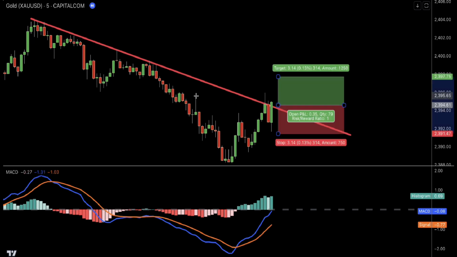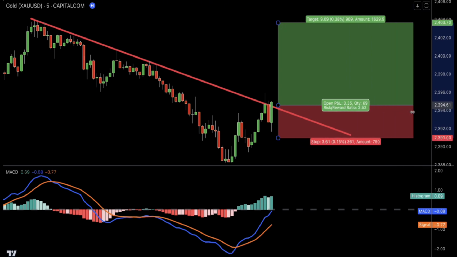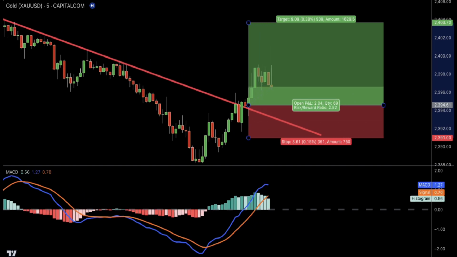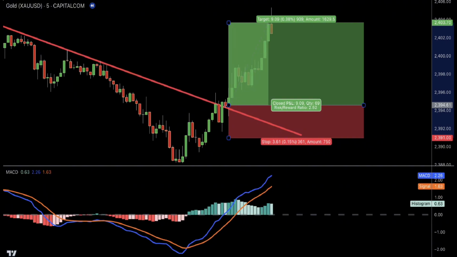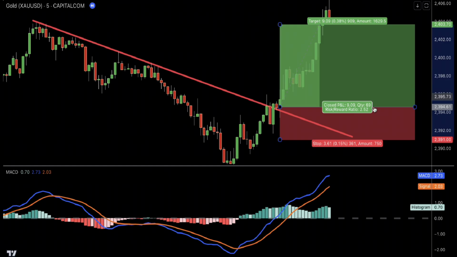Here's how we would execute the trade. Entry: after the breakout candle closes on the 5-minute chart. Stop loss: just below the breakout candle. Target: the next resistance level, aiming for at least a 2-to-1 reward to risk ratio. And what happens next? The market hits our target cleanly. This trade worked because we combined price action, momentum, and multi-timeframe analysis, stacking the odds in our favor.